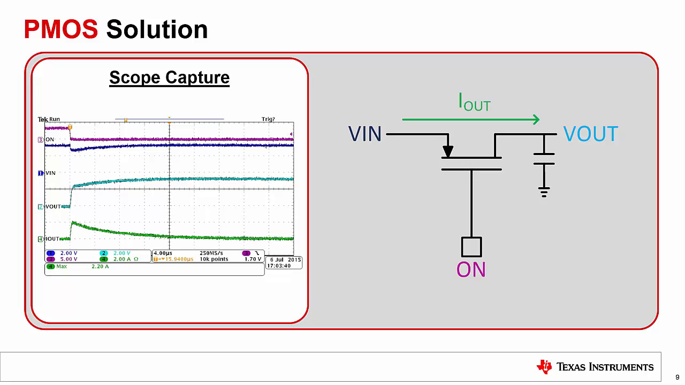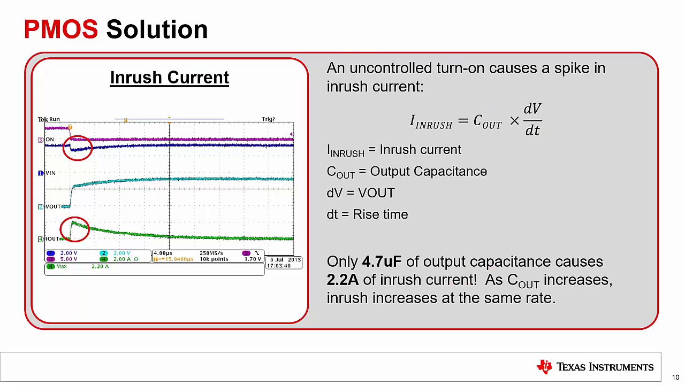The scope shot shows the on pin going from high to low, so the active low solution is going from off to on. The Vout voltage comes up as expected, but the Vin voltage is seen dipping, and the current peaks at about 2.2 amps.